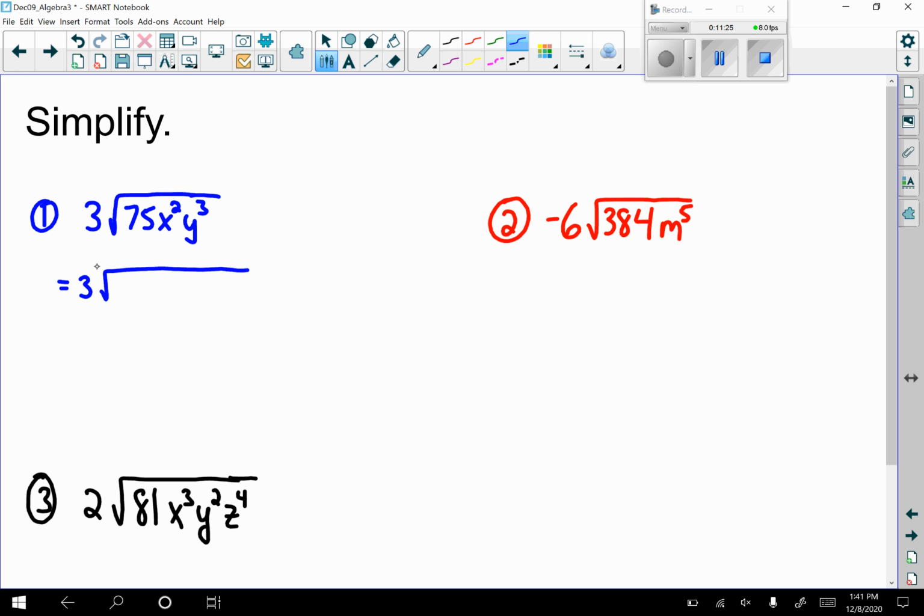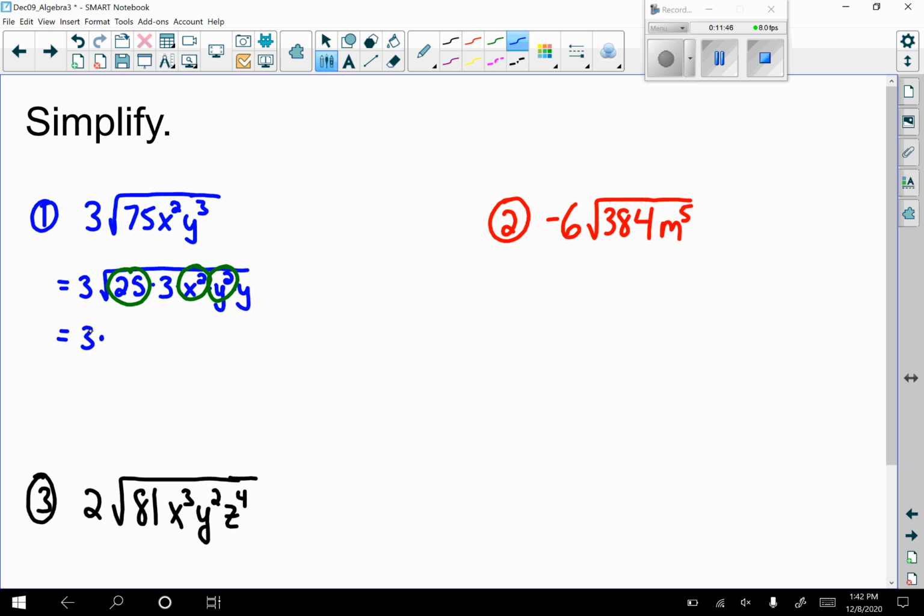You had one of the homework problems had the 75 here. If you were thinking 25 times 3, you are correct. X squared I'm going to leave alone because it's an even power, and then y cubed becomes y squared times y. So I'm going to circle the 25, circle x squared, circle y squared. So the 3 stays out here. Everything that comes out just joins it.